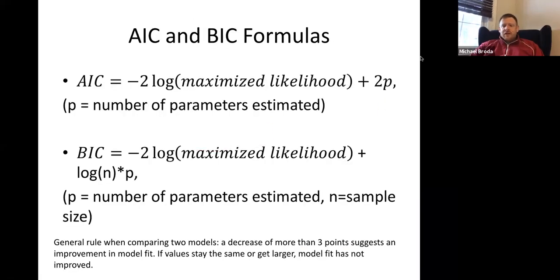Okay, so we'll talk briefly about the formulas for AIC and BIC. And these formulas actually look fairly similar. So AIC is calculated as -2 times the log, and that's a statistical operation, the log of whatever the likelihood is that was maximized in our model, plus 2 times P, where P is the number of parameters that are estimated in our model. And what is a parameter?